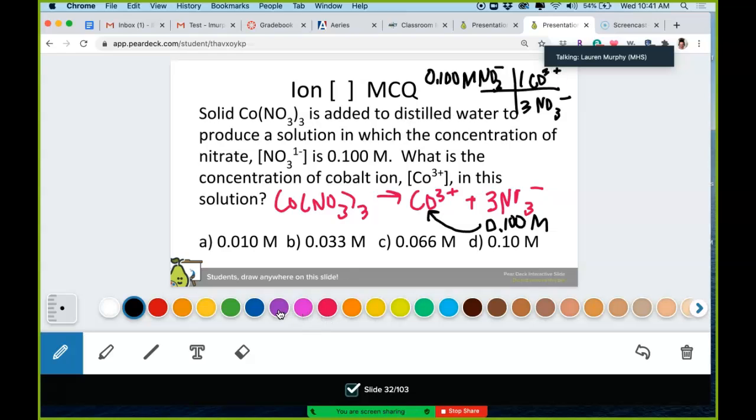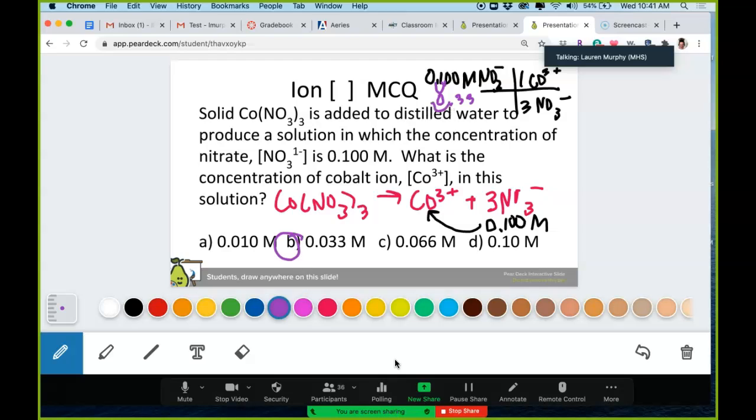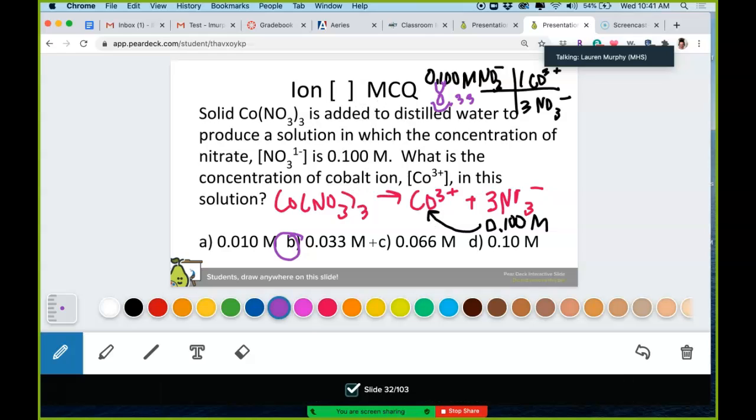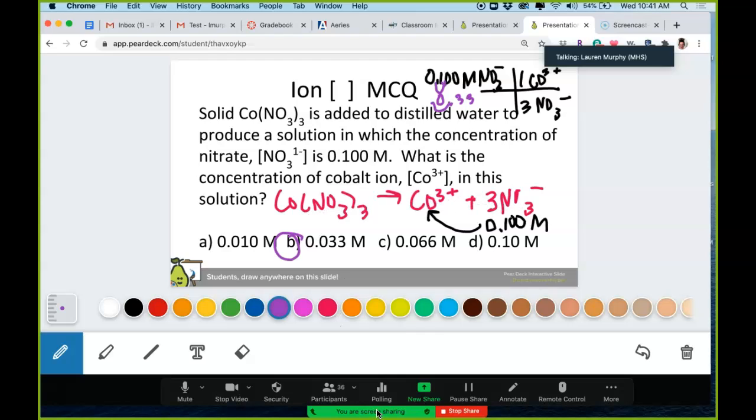You could look at this mathematically if you can't do this in your head, as 1 divided by 3. 1 divided by 3 is 0.33333, right? But it's not really 1, so you have to move over 1. So it's 0.033. The answer is B. So again, math without a calculator for ion concentration of a solution that breaks apart into more than 1 ion. Do you have any questions about that?